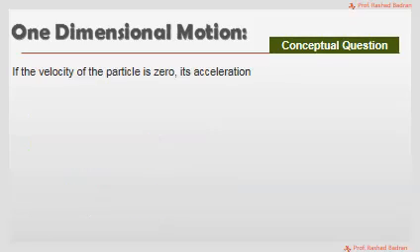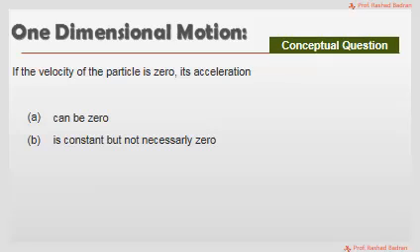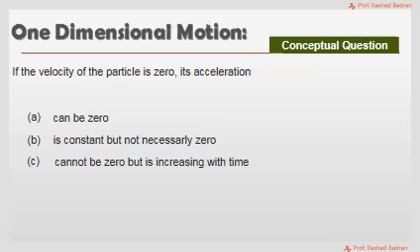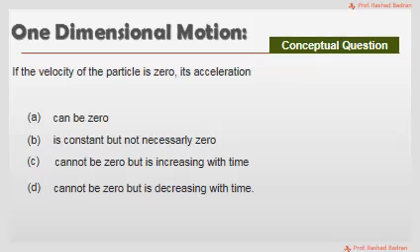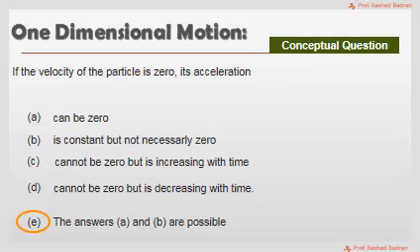Another conceptual question: if the velocity of a particle is zero, its acceleration can be zero, is constant but not necessarily zero, cannot be zero but is increasing with time, cannot be zero but is decreasing with time, the answers in A and B are possible. Well, the answers in A and B are possible, and that's the answer.